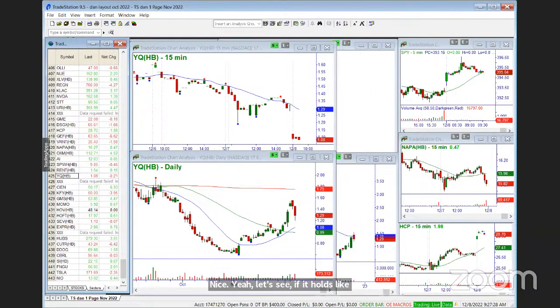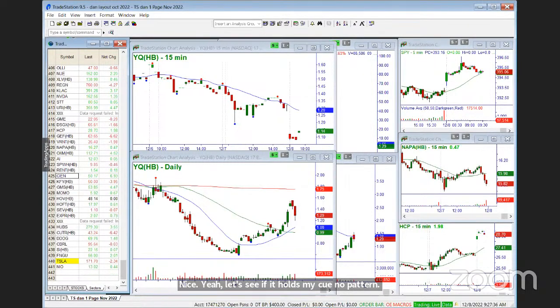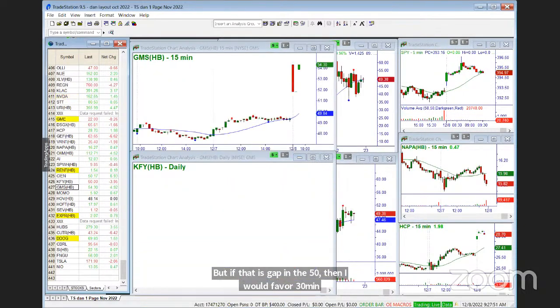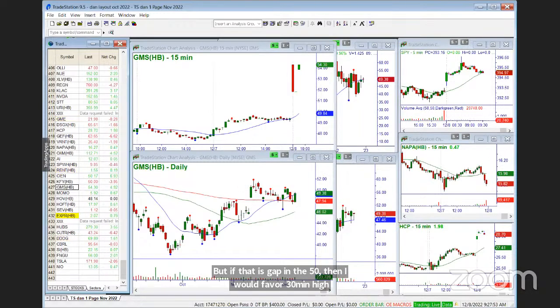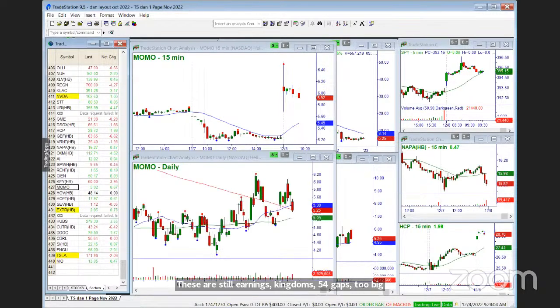YQ, no pattern, bear gap down. Sienna, we talked about. KYF, I see a print here at 50, but not much volume. But if that is gap in the 50, then I would favor 30-minute high for puts. These are still earnings. GMS 54. Gap's too big. Momo 6. We'll come back. Maybe 30-minute high.